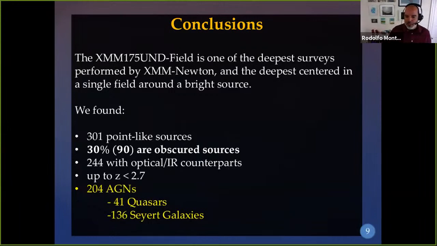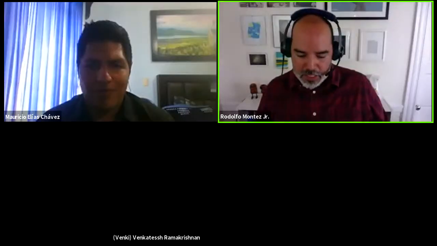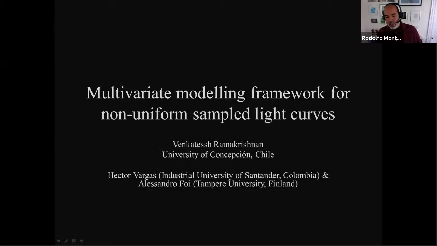Our next speaker, if you can start sharing your slides, is Venki Ramkrishnan, coming to us from the University of Concepcion, and is going to speak to us about a multivariate modeling framework for non-uniformly sampled light curves. Thank you. Thanks for organizing this meeting.